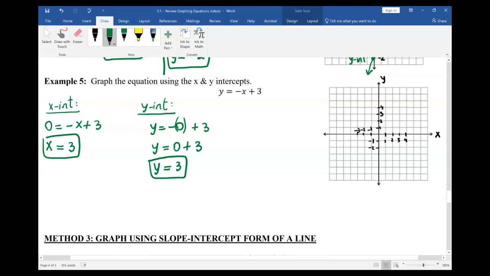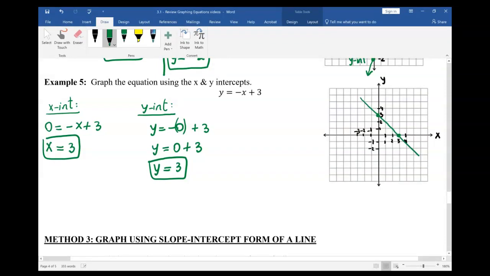Let's plot the points. So the x-intercept, we're going to have on the x-axis 3, because the y is 0. And the y-intercept on the y-axis, y equal to 3, right here. Let's connect the points. This is the line for y equals negative x plus 3.